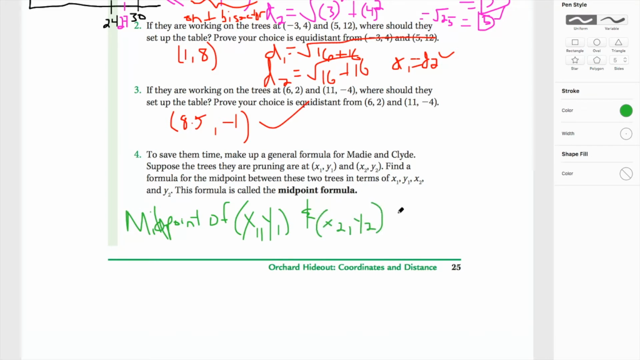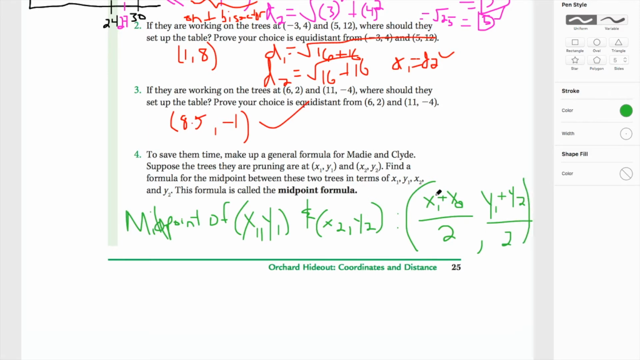Well, we've got to figure out exactly halfway in between the x-coordinates, okay? So what we need to do is x1 plus x2. And what do we need to do to that? We need to average them, so over 2. So this is the formula for finding the x-coordinate, and just like this is the formula for finding the y-coordinate. And this, my friends, is the midpoint formula.